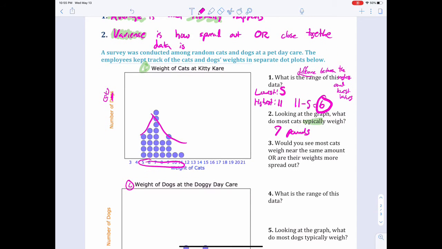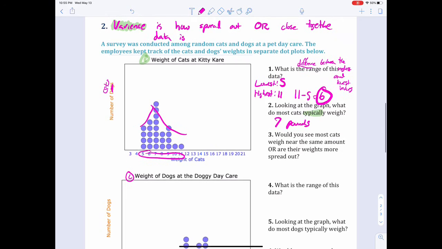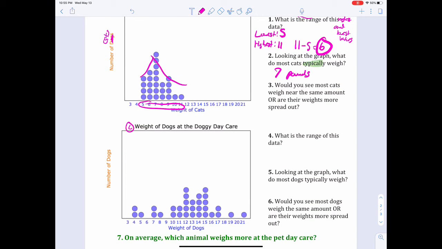All right, number 3. Would you say most cats weigh near the same amount, or are their weights more spread out? Kind of looking at the cats as compared to dogs, at least, I would say they weigh near the same amount. You can also say their weights are consistent. You consistently do something. It's always about the same thing. Limited variance. It doesn't vary too much.